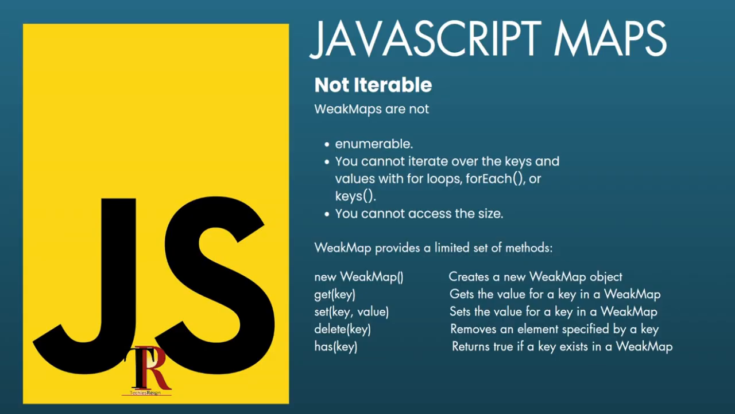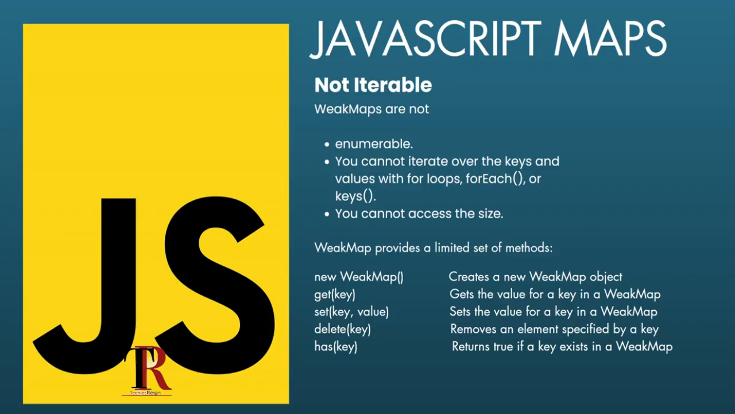Aside from that, WeakMap provides a limited set of methods. When we were talking about the Map object, we discussed extensively different methods such as get, set, has, forEach, entries and keys, different ways of working with Map objects. But the same cannot be said for WeakMap because it provides a limited set of methods. Here on my screen are the few methods supported by WeakMap.